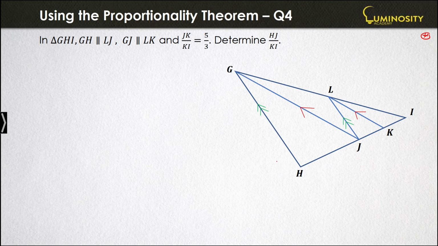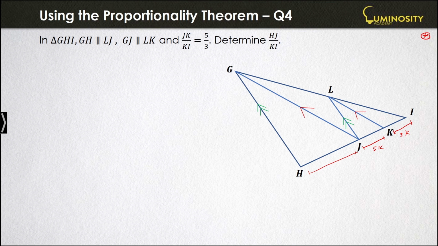We're also given that the ratio of JK to KI is 5/3. So therefore JK could be 5k units and KI will be 3k units. So when you divide them, 5k over 3k, you just end up with the simplified ratio of 5/3. Now they want to determine the ratio of HJ, this side here, to KI, which is this side here, that 3k units. So let's see how we can do that.